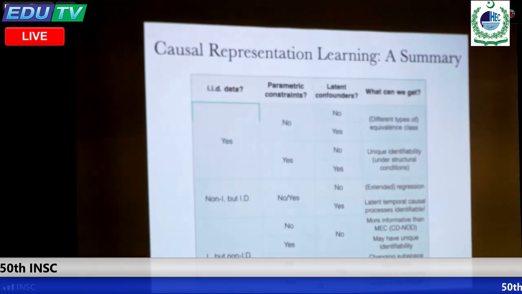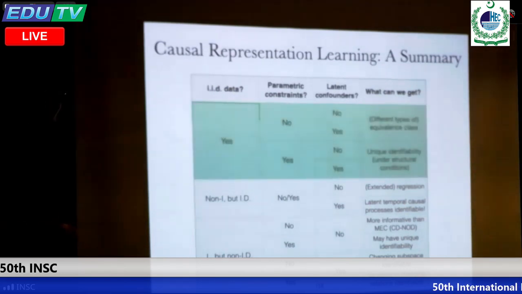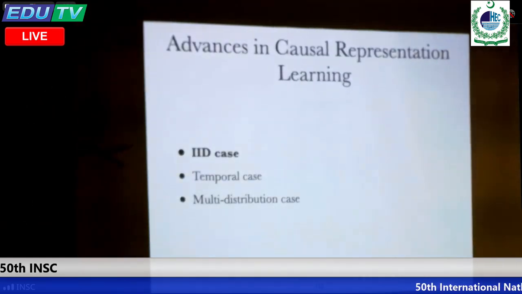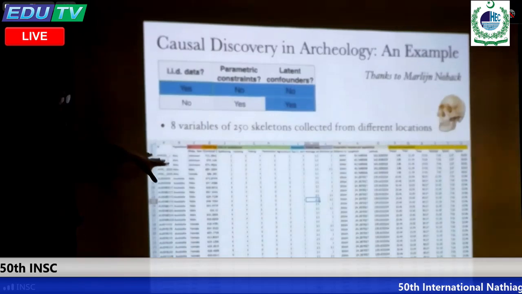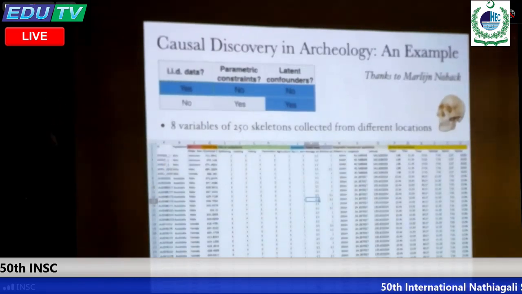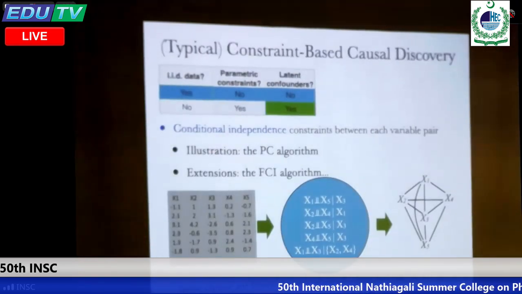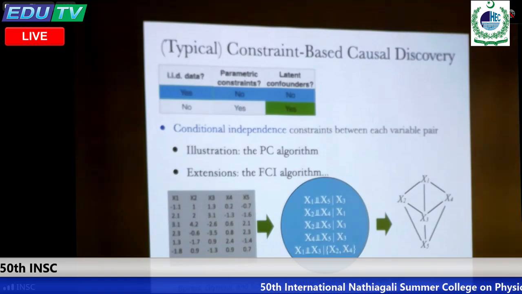I will just give you examples to illustrate all the results. And if you want to see more details, you can just refer to the papers. All the papers are mentioned in the presentation. Okay, so here in the IID case, basically, you already saw the whole story. This is the first example. In archaeology, they try to see causal relations. We have IID data. We don't have parametric constraints. We may or may not have latent variables. We can use conditional independence to recover causality, right? So here you can apply PC or FCI. As you can see from here, this is the procedure you saw yesterday.